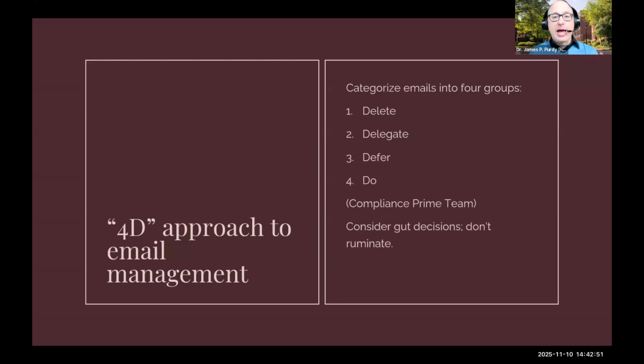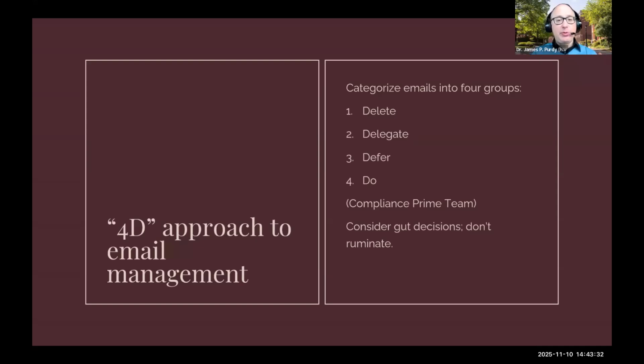I want to start by talking about the 4D approach to email management. I'm talking about this as reported by a group called the Compliance Prime Team, but if you search it up, you'll probably see it in other places as well. And this is to approach email by categorizing it into 4 groups, all of which start with D. And the idea behind this is that you decide, when you open an email, when you receive an email, to either delete it, delegate it, defer it, or do it, as in respond to it, act on it right away.